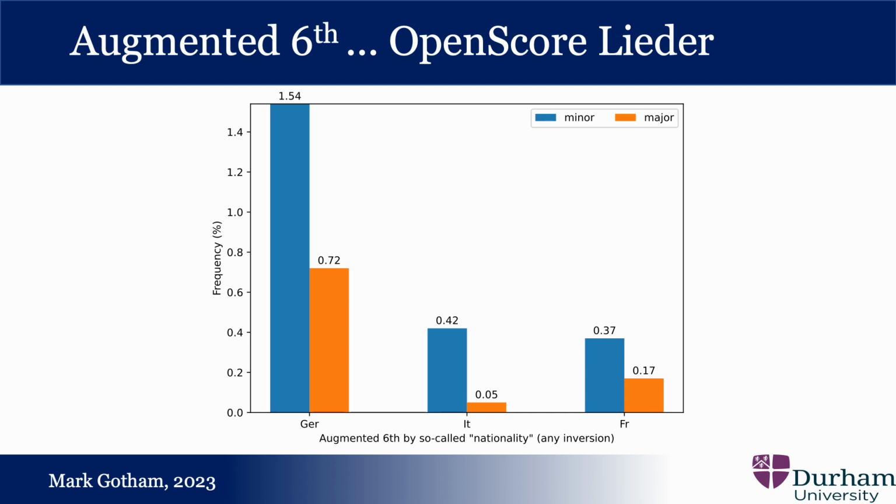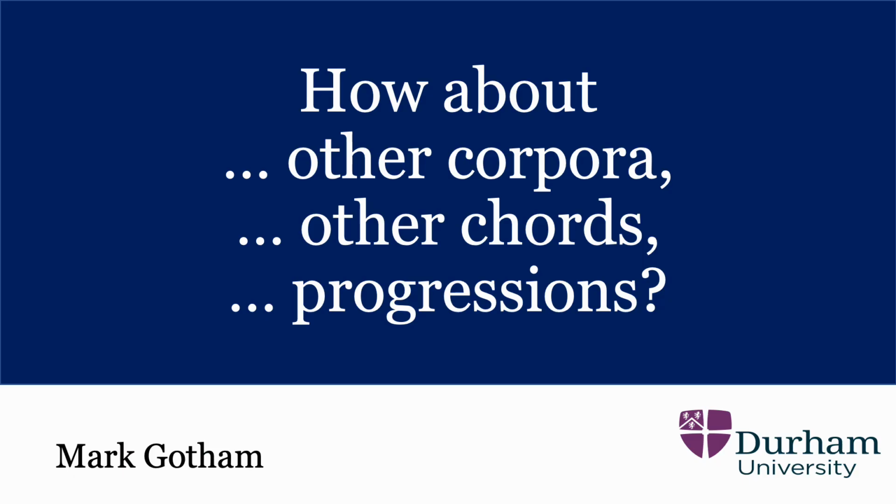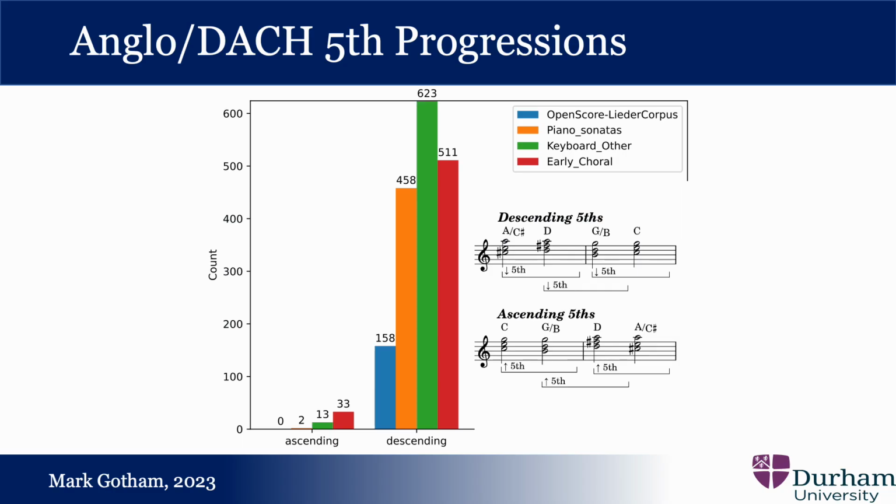In the case of augmented sixth chords, the leader corpus shows a much greater use of these chords in minor key than in major key, and a much greater use of the German sixth than the other kinds. The paper discusses this case of the augmented sixth chord in terms of other subcorpora of When in Rome, alongside other chord categories such as the Neapolitan sixth and particularly modal mixture, for which I propose a new flexible modular definition. There's also some discussion of chord progressions.